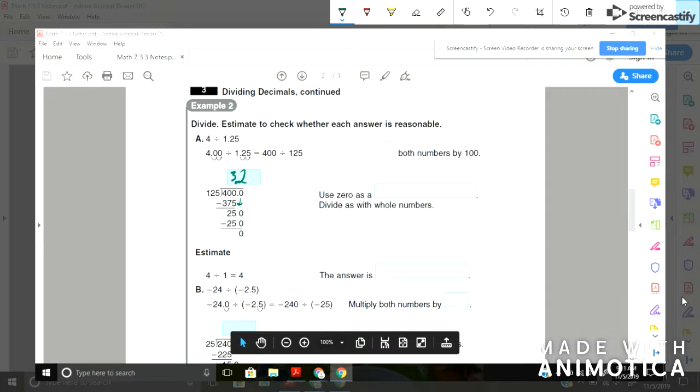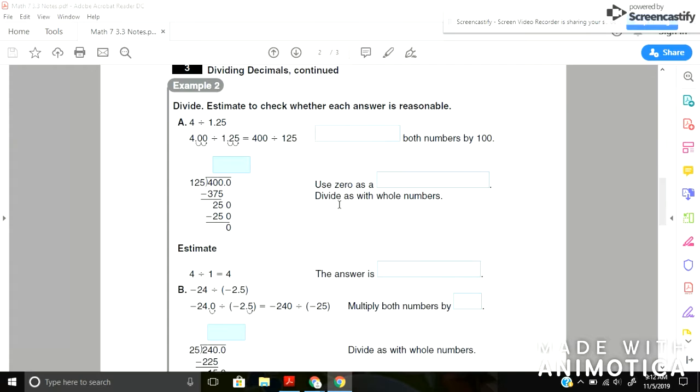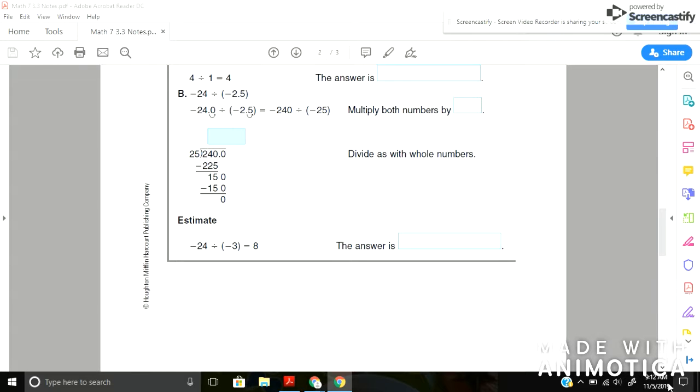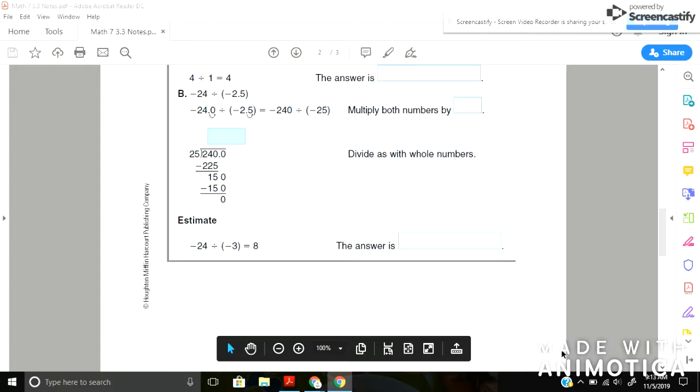Okay, if I were to estimate and see if that's reasonable, well, estimate this to 4, estimate this to 1. 4 divided by 1 is 4. The answer is definitely reasonable. I'm only 8/10 away from 4, so pretty close. All right, let's go on to letter B. And it says negative 24 divided by negative 2.5.